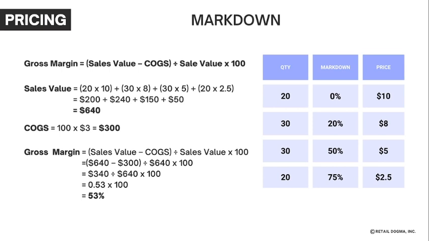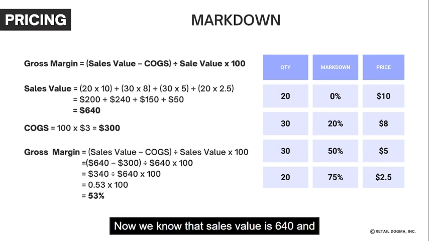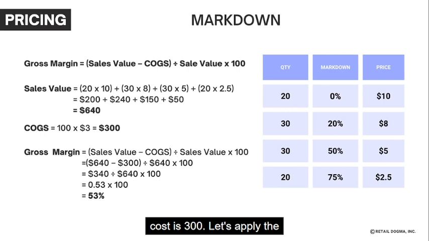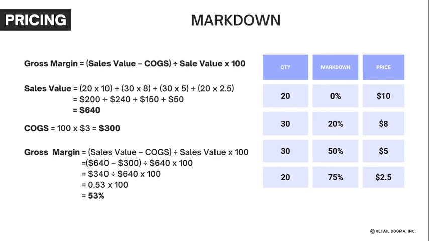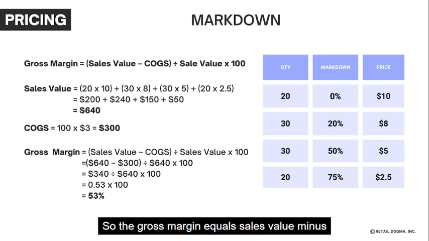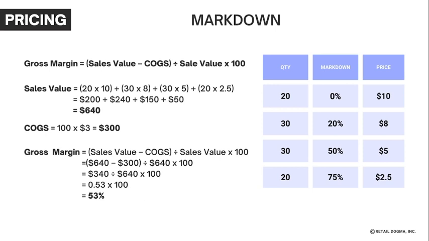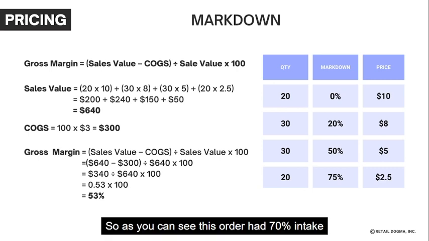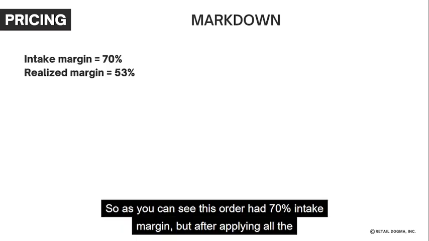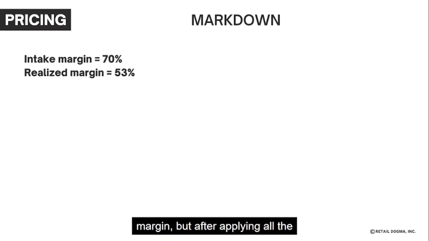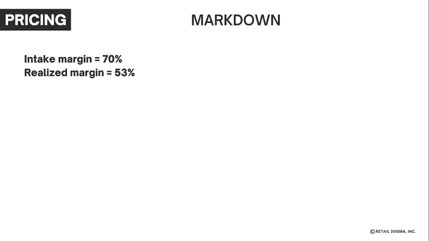So now to continue. Now we know that sales value is $640 and cost is $300. Let's apply the formula to get the margin. So the gross margin equals sales value minus COGS divided by sales value times 100. This gives us a 53% gross margin. So as you can see, this order had a 70% intake margin, but after applying all the markdowns, the realized margin is 53%.